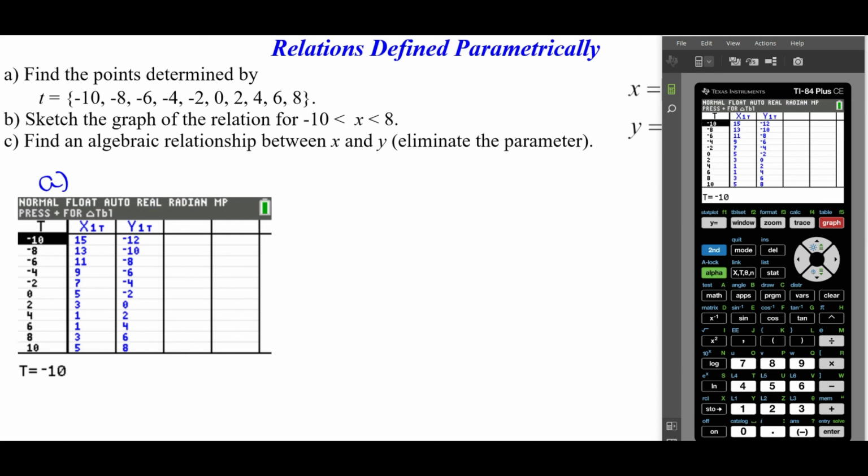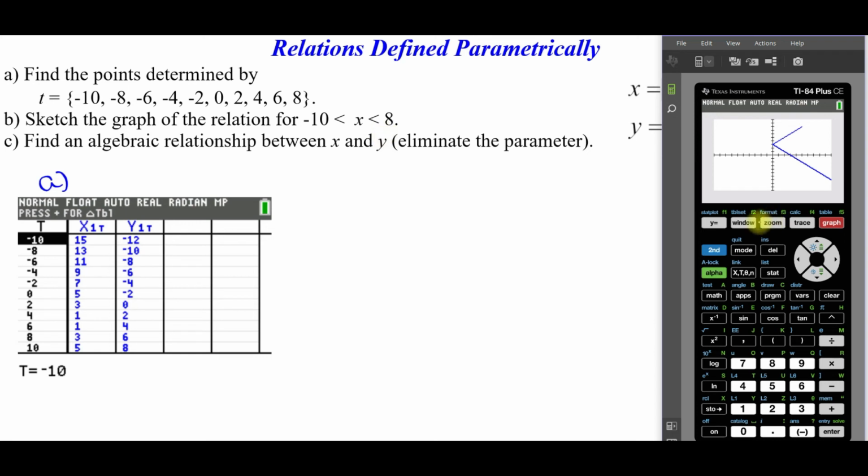We also want to sketch the graph. So once we have those in our Y equals, we can get the graph. Just pressing my graph button, I can see that I have sort of an absolute value graph here that's opening towards the right. Specifically, this graph said graph this for -10 to 8.